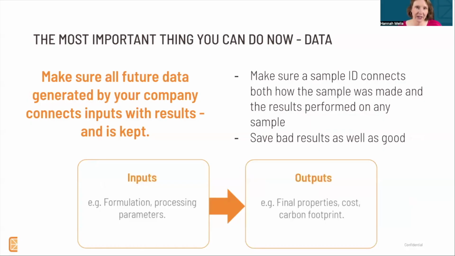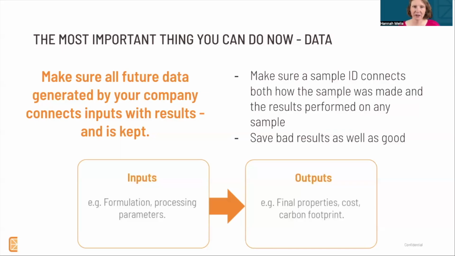So what's the most important thing you can do now with your data? You can, first of all, make sure all future data generated in your organization connects the inputs and the outputs. So in our world, the inputs are the formulation, the processing parameters, etc. And the outputs are final properties, whether that be Young's modulus or flammability. So make sure that you've got a sample ID for everything that you test and that that's connected to both inputs and outputs. And make sure you save all your data.